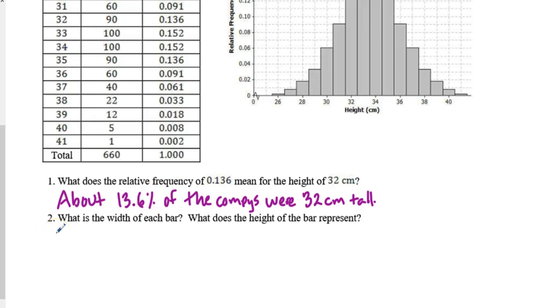Next, what does the width of each bar tell us? Well, each bar is a centimeter wide, right? Because the heights are in centimeters and the bars are marked every centimeter.